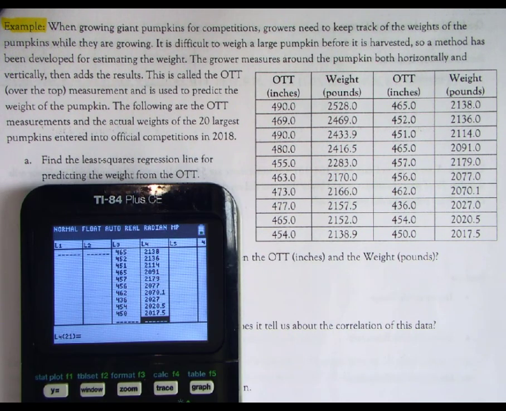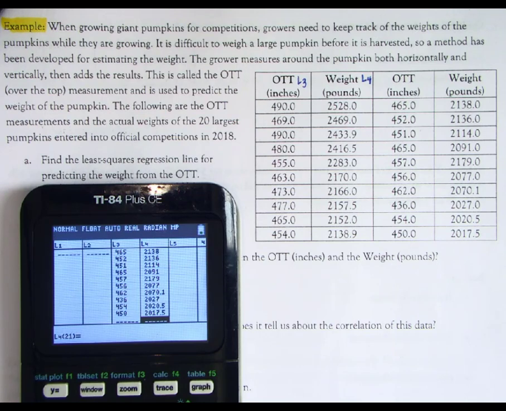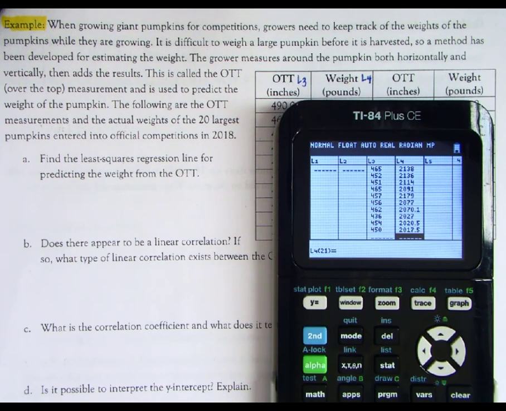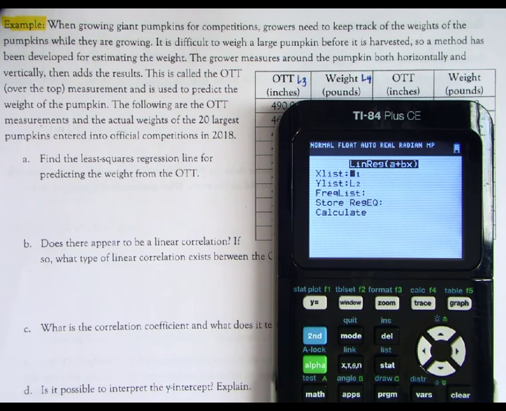Now, for whatever rhyme or reason, I entered mine into L3 and L4. Whichever one you entered yours into, just make note of that. For mine, my OTT is in L3 and my weight in pounds is in L4. I'll need to find my least squares regression line. So when I'm on my LinReg a plus bx, instead of L1 and L2, which is the default, I'm going to have to change this to L3 and L4 for myself. You'll notice I have to hit second 3 and second 4.